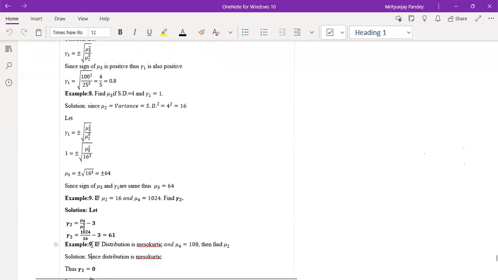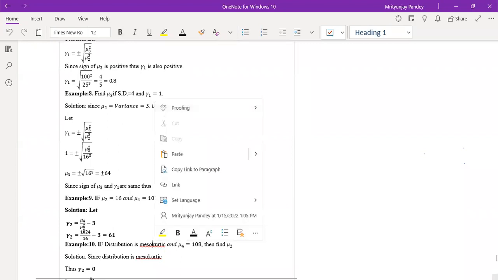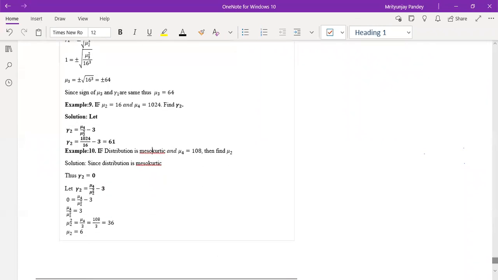और मेसोकर्टिक के लिए गामा 2 का वैल्यू 0 होता है, राइट। तो इन दिस क्वेश्चन एग्जांपल नंबर 10 में वो बोल रहा है कि दिस इज अ मेसोकर्टिक, फाइंड द वैल्यू ऑफ μ4। तो मेसोकर्टिक के लिए गामा 2 इज ऑलवेज 0, so we have to calculate μ2। तो फर्स्ट ऑफ ऑल राइट द फॉर्मूला ऑफ गामा 2। गामा 2 का फॉर्मूला ऑलरेडी मैंने आपको लिख के दिया, वन सेकंड। यहाँ पे लिखा है गामा 2 इक्वल टू μ4 अपॉन μ2 का स्क्वायर माइनस 3। Now substitute gamma 2 equal to 0 and μ4 equal to 108. Now simplify those whole calculation, then you will get the value of μ2.